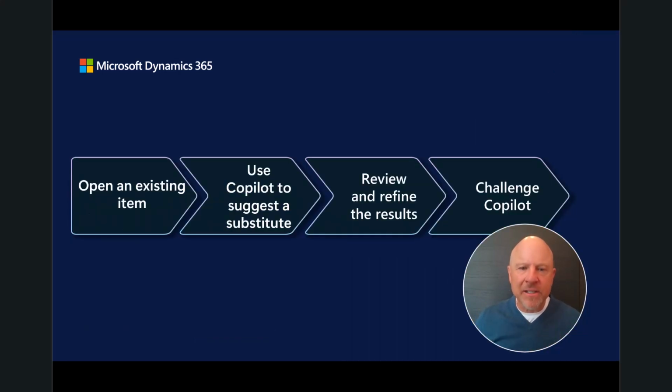So let's take a look at how Copilot can help address a challenge that a business may have. And again, if I don't have substitute items and I run out of inventory, I run the risk of not recognizing revenue or sales opportunities that might exist. So what we're going to do is open up an existing item, use Copilot to suggest a substitute, and review and refine the results. And then I've got a Copilot challenge for you at the end that you could take advantage of in your own environment. So let's get started.